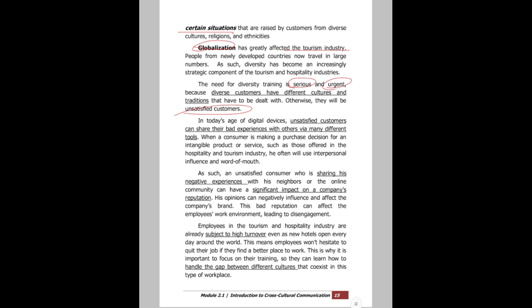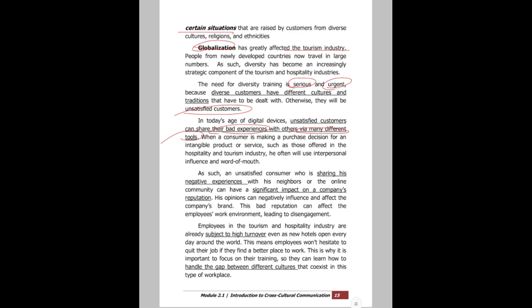In today's age of digital devices, unsatisfied customers can share their bad experiences with others via many different tools. So, let's say you are unsatisfied, hindi mo nagustuhan yung pagkain sa particular restaurant na to. Nakita mo na medyo may dumi sa pagkain, may buhok sa pagkain, or let's say hindi maganda yung services. As a customer, you all have the power to embarrass that restaurant. May kakayahan ka na ipahiya yung restaurant na yon, but you know that yung pagpapahiya is not really good. Hindi yan mabuti, hindi yan tama. Ibig sabihin, dahil iba-iba nga tayo ng kultura, iba-iba tayo as a person, may tendency na may customer na i-report ka sa social media, i-post sa social media yung na-encounter niya na experiences, which later on, it will create a big impact sa company or sa restaurant or sa isang organization.